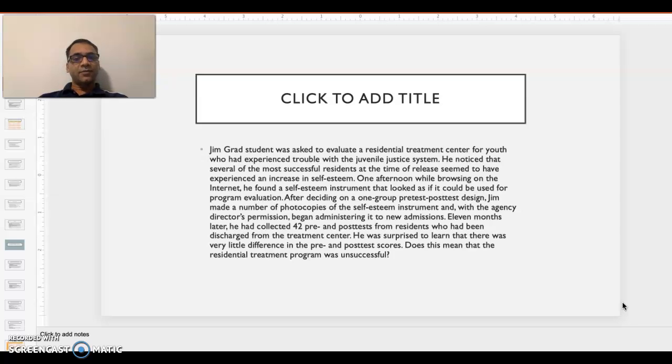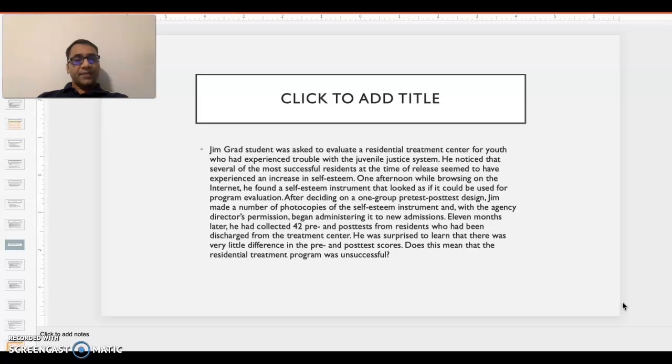After deciding on a one-group pre-test and post-test design, Jim made a number of photocopies of the self-esteem instrument and, with the agency director's permission, began administering it to new admissions. Eleven months later, he had collected 42 pre and post tests from residents who had been discharged from the treatment center. He was surprised to learn that there was very little difference in pre and post test scores. Does this mean that the residential treatment program was unsuccessful?